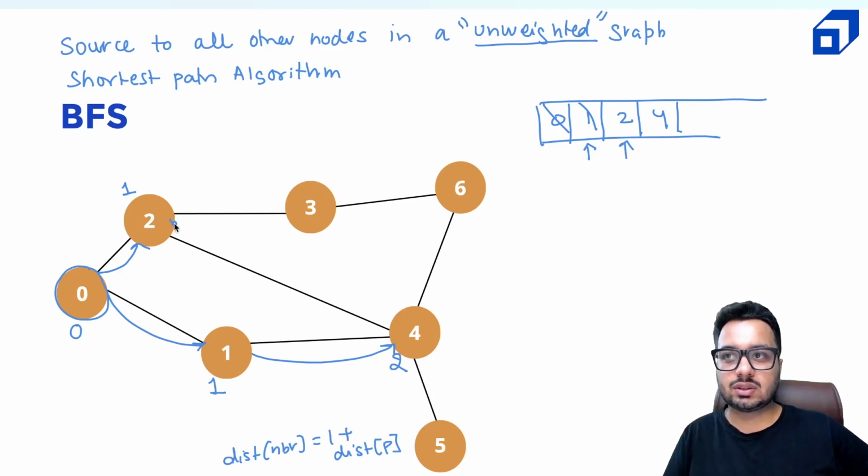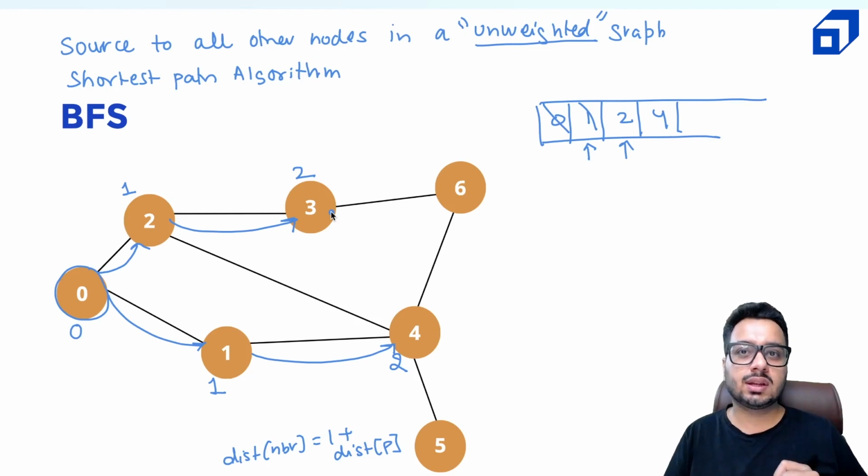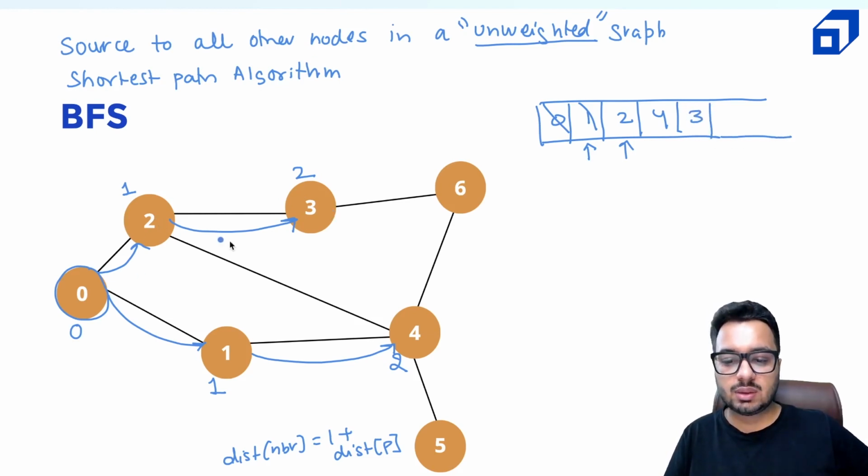3 is not visited, so I can visit 3 and say this distance is going to be 2. So I will push 3 into the queue, and 2's neighbor is also 4, but 4 is already visited, so we will not update it. It is not possible that you reach a node later which is already visited and the distance gets smaller. It's not possible in the case of an unweighted graph. If it would have been a weighted graph, this could have been possible, right?